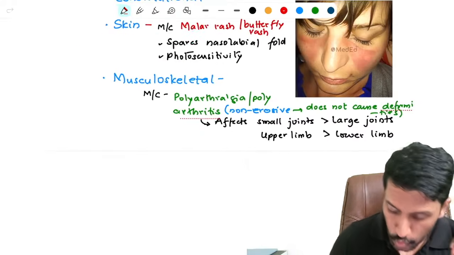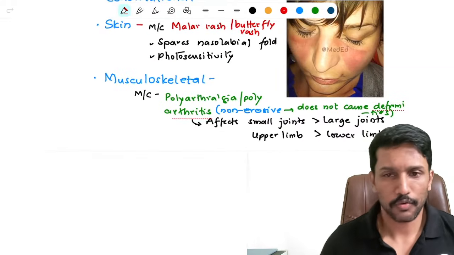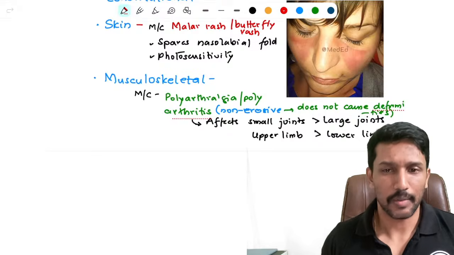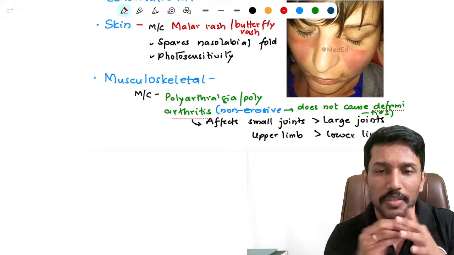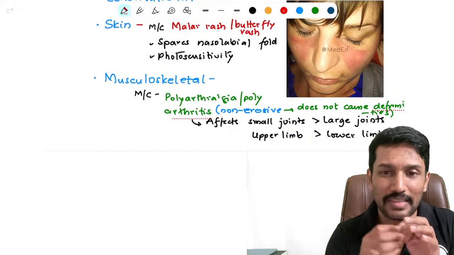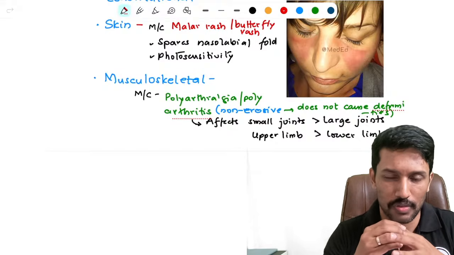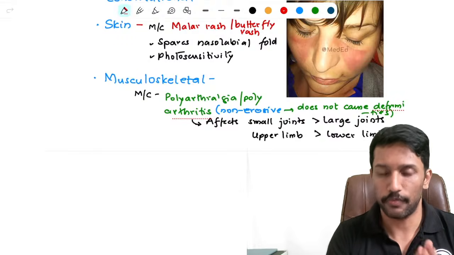But it can cause pseudo deformities. What do I mean by pseudo deformities? The joint surface is not damaged. The joint surface is fine, but the surrounding soft tissues, because of the inflammation, can become lax. And that laxity of the surrounding soft tissues can make the joint appear deformed.